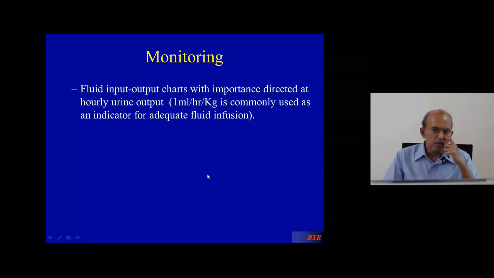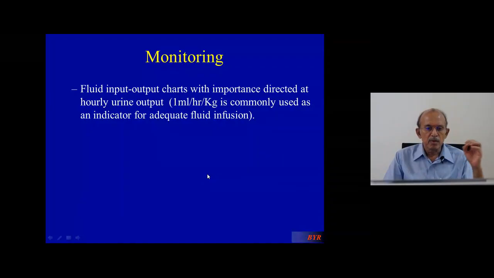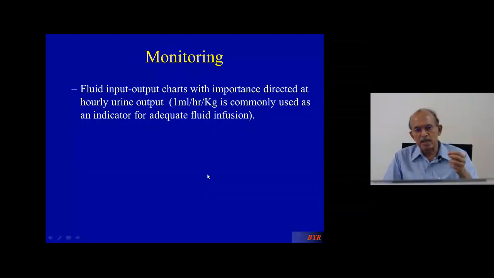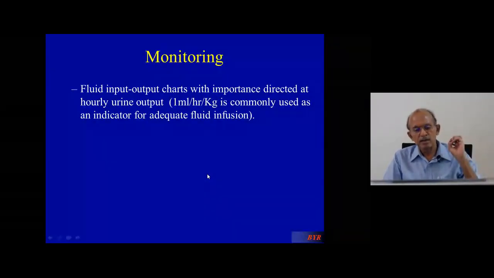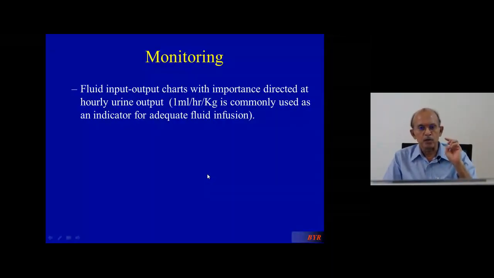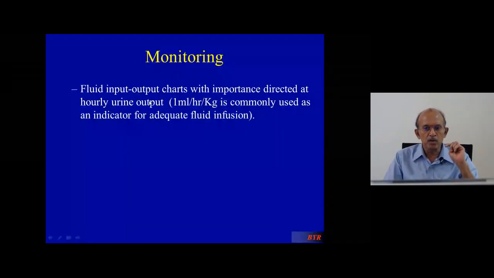fluid input output charts. That means whatever fluid you give to the patient, you must record on the input side. Whatever the patient passes out, the output may be in the form of urine, Ryle's tube aspiration, fistulous discharge, or diarrheal stools. Whatever the patient passes out, you record it. That is the output. So fluid input output charts are very, very helpful to chart out whether the fluid you are giving is adequate or not.